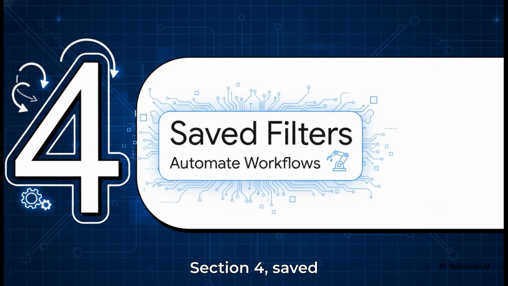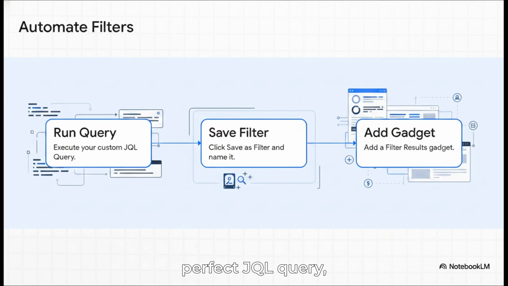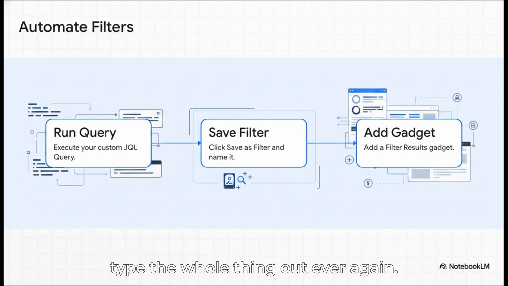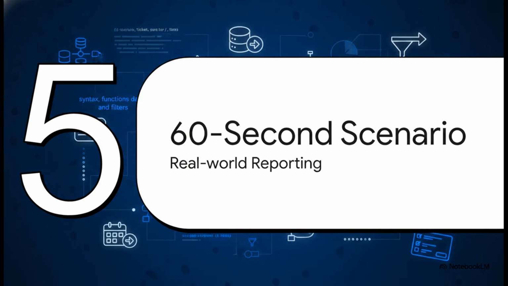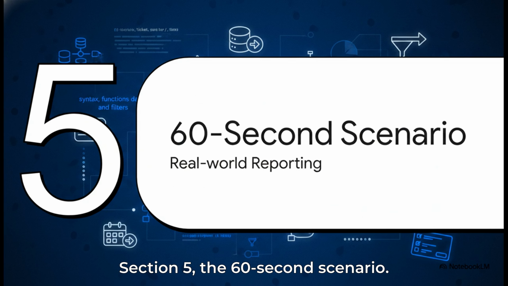Section 4. Saved filters and dashboards. Okay, so once you've written a perfect JQL query, you really don't want to have to type the whole thing out ever again. So step 1, run it. Step 2, save it as a filter and give it a really clear name. And step 3, feed that saved filter directly into a Jira dashboard gadget. Do that, and you've suddenly got a live, completely self-updating view of your most important metrics sitting right there on your homepage.